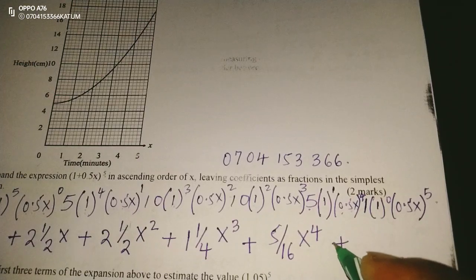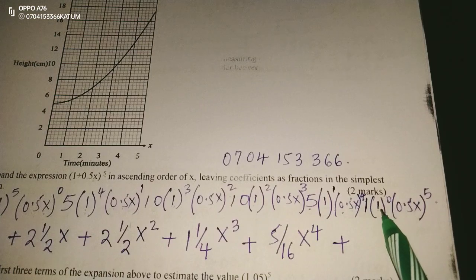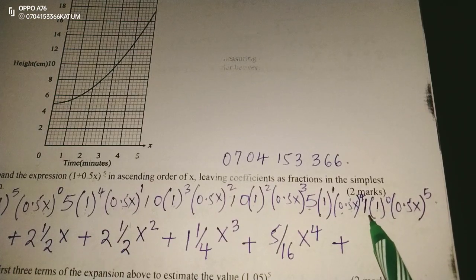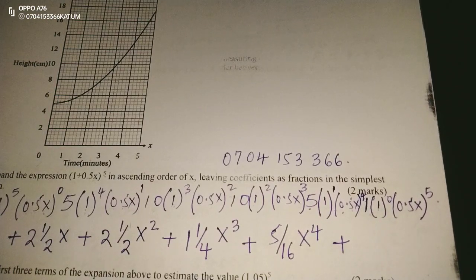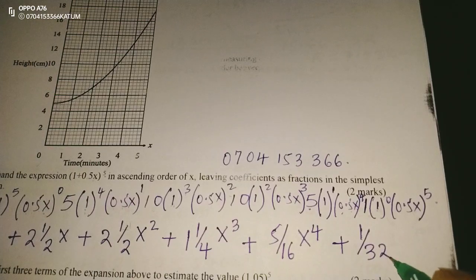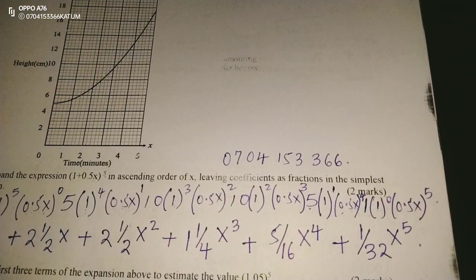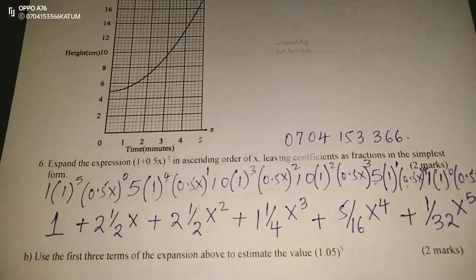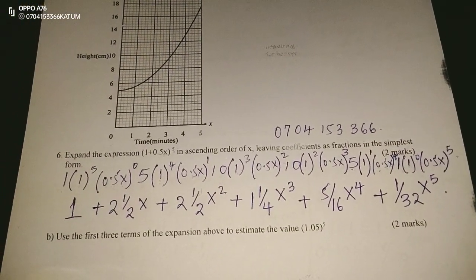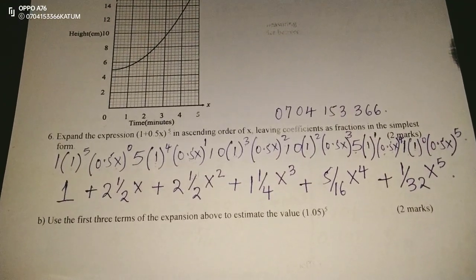Then finally we add 1 to power 0, which becomes 1, so this is 1 times 1, which is 1, and 0.5 now has to be raised to power 5, making it 1 out of 32, x to power 5. So these are the terms with their coefficients as fractions in their simplest forms.